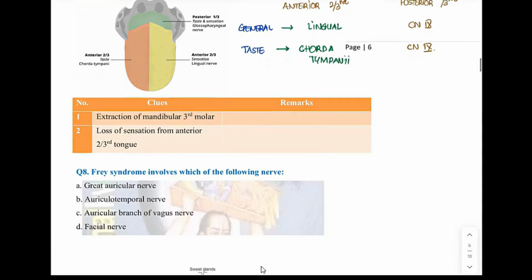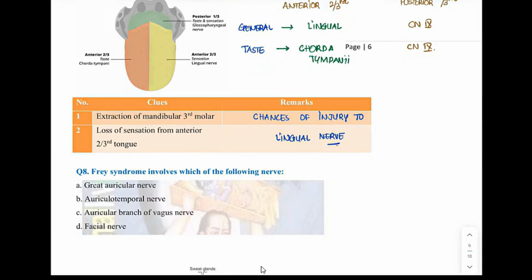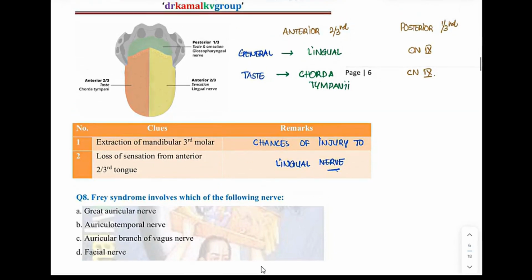So if there is extraction of mandibular third molar tooth, chances of injury to lingual nerve. And that will manifest as loss of general sensations from the anterior two-thirds of the tongue. So this is how you have to solve this kind of questions, very commonly asked in exam. Clear? So anterior two-thirds and posterior one-third of tongue. So here this is anterior two-thirds, and this is the posterior one-third.